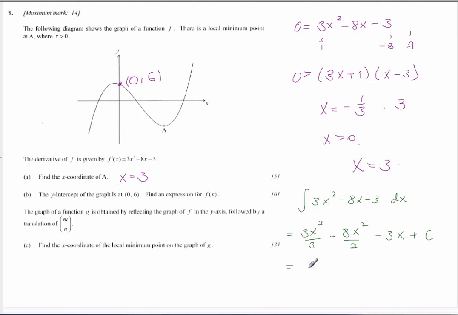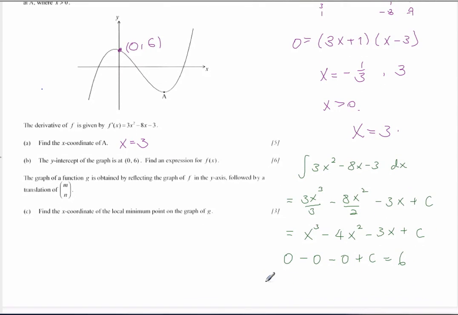Okay, I can just clean that up a bit. x cubed minus 4x squared minus 3x plus c. But we know that if you plug in 0, you should get 6 for y. So f of 0 is going to be 0 minus 0 minus 0 plus c, which is 6. So therefore, c is 6. And I know then f of x is x cubed minus 4x squared minus 3x plus 6.